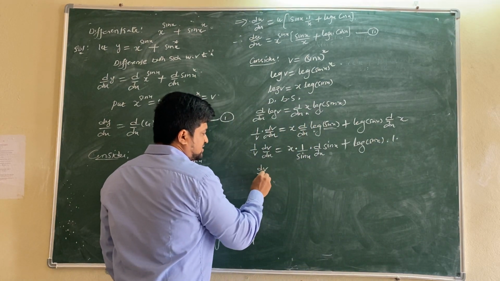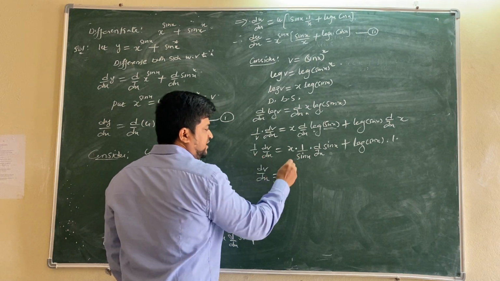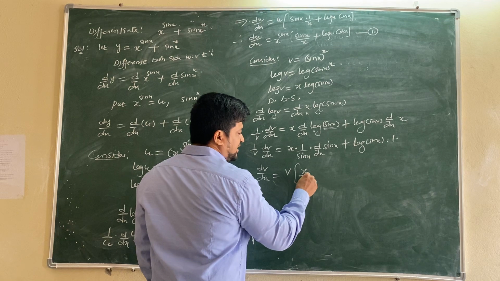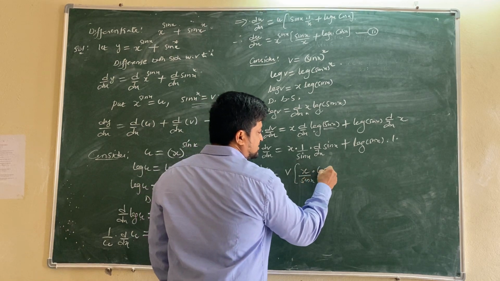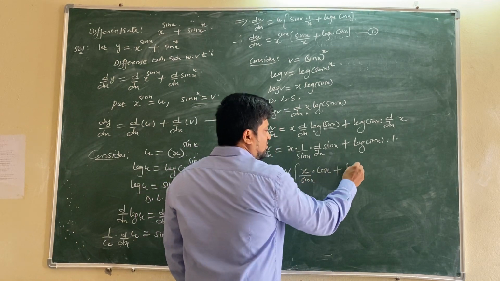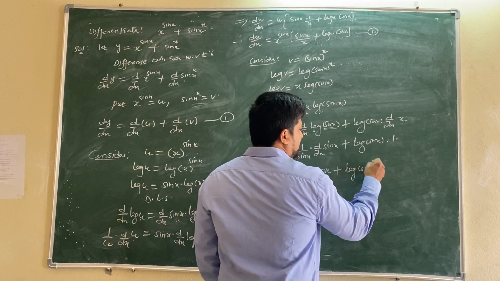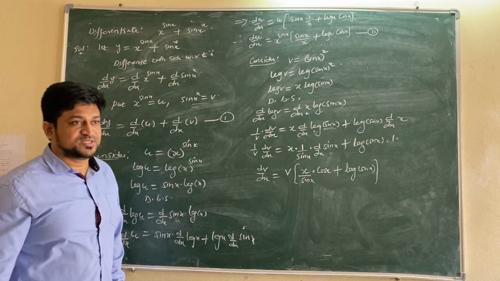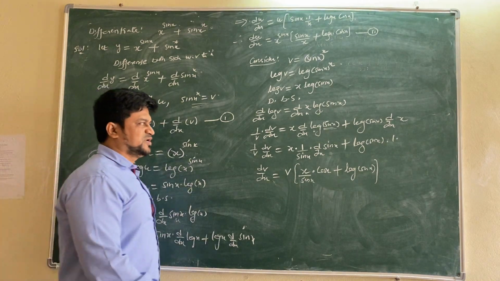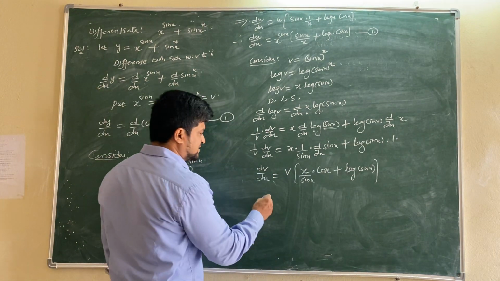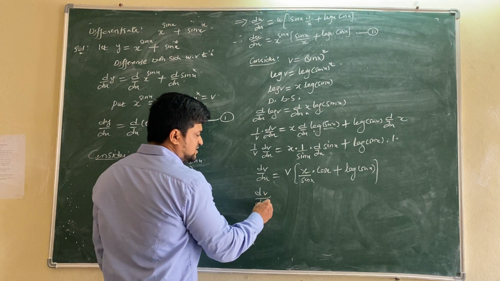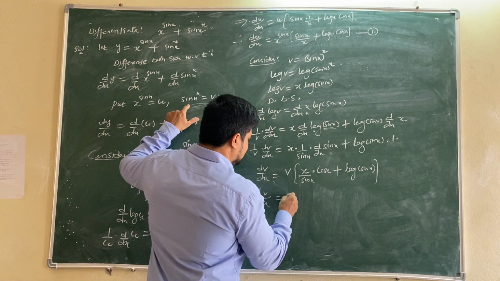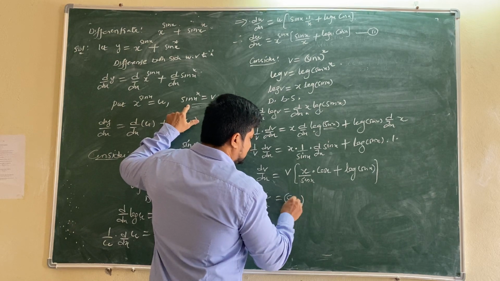Now dv by dx equals, I am cross multiplying this v here. So v and square bracket you can consider x by sin x into derivative of sin x is cos x, plus log of sin x. Why am I not differentiating this one? D by dx is not there. So whenever d by dx is there, then only we will differentiate. Other things we will leave as they are. Therefore dv by dx equals v value. What is the value of v we have? Sin x power x.